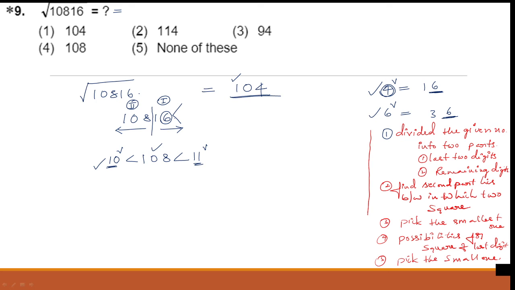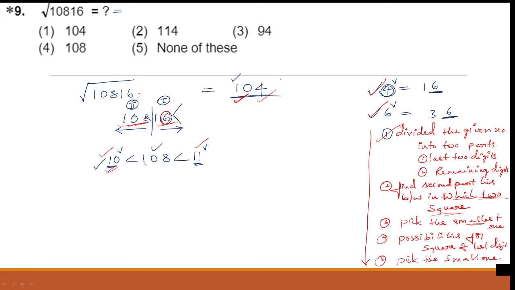So these are the steps we followed to find the squares of the numbers. First step, we need to divide the number into two parts. See here, 16 and 108. So we need to find which two squares the second part lies between. See here, 108 lies between 10 square and 11 square, and after that we need to pick the smallest one, that is 10. The next step, possibilities for the squares of the last digit. What is the last digit? 6. To get 6 in the last digit, we have two possibilities, that is 4 square and 6 square. Among these two, we need to pick the smallest one, that is the fifth step.